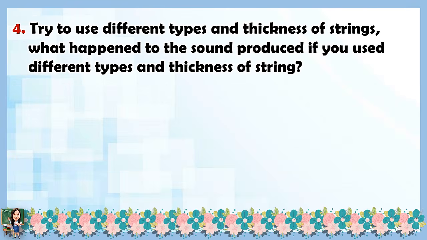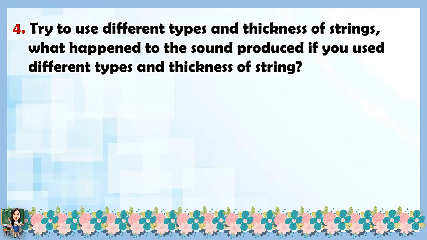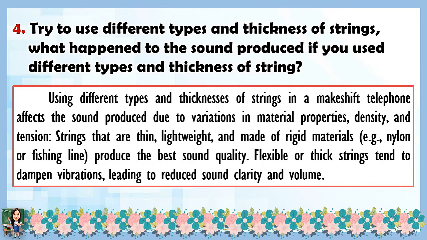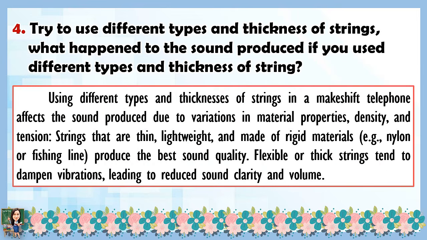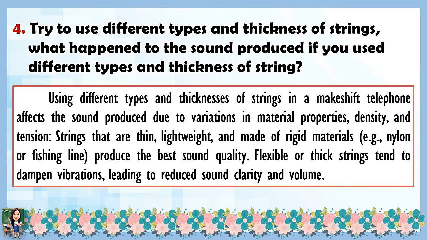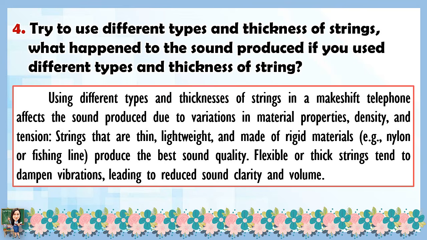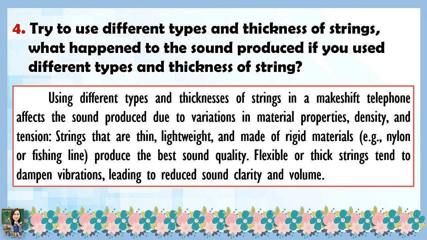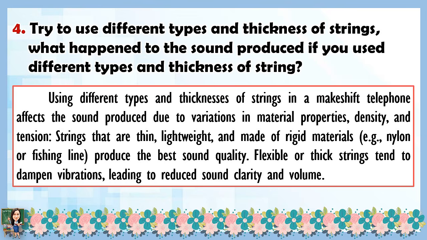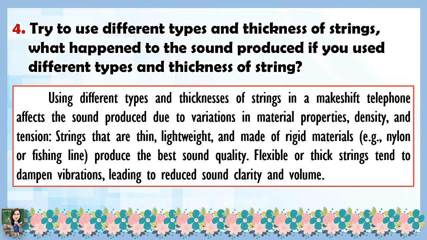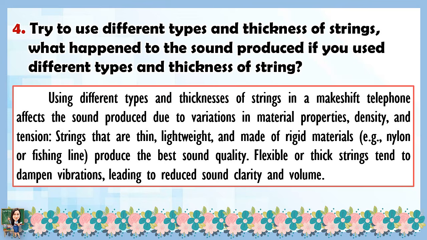Number 4. Try to use different types and thickness of strings. What happened to the sound produced if you use different types and thickness of string? Here is my example answer. Using different types and thickness of strings in a makeshift telephone affects the sound produced due to variation in material properties, density, and tension. Strings that are thin, lightweight, and made of rigid materials, example, nylon or fishing line, produce the best sound quality. Flexible or thick strings tend to dampen vibrations, leading to reduced sound clarity and volume.